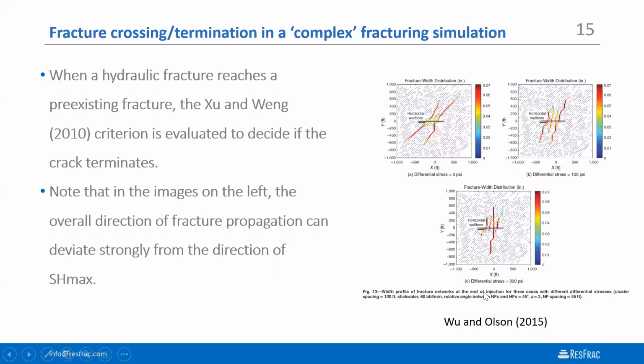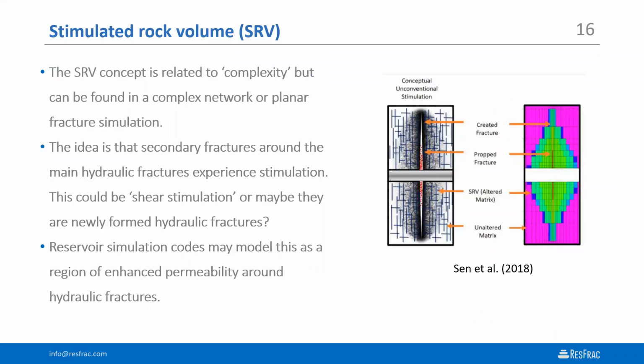So this is what it looks like in reality. I did a lot of work like this in my PhD. Here I'm showing an example from Kan Wu and John Olson at UT. And what we can see is that even though up and down is the direction of SHmax, with this termination there may be a tendency for the natural fractures to capture the hydraulic fractures. And so the SRV, the fracturing, veers off at an angle. And that's something that we can see in these models.